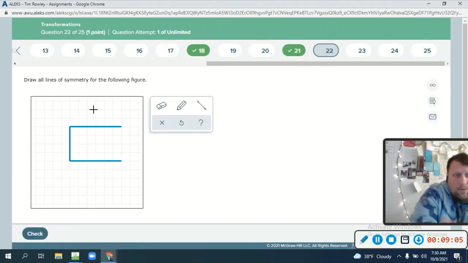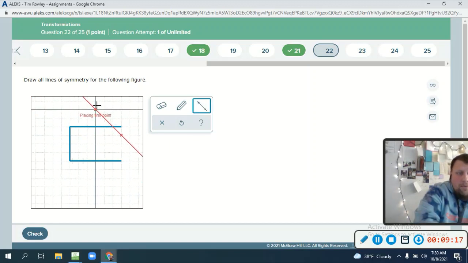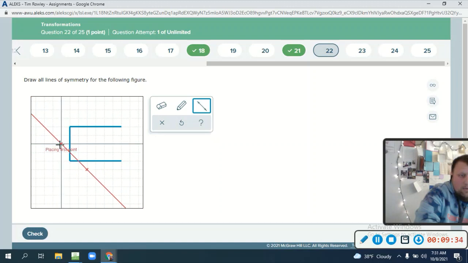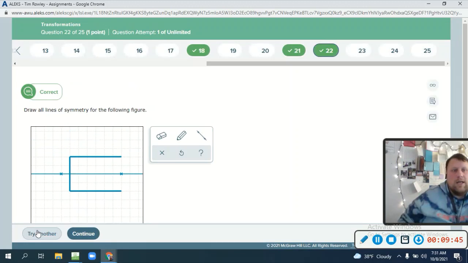Draw all lines of symmetry for the following figure. Now, all lines of symmetry means I'm going to draw a line such that I can fold a shape over on itself, and it should be the same. So if I were to draw a line, let's say right here, if I were to fold this side over here, would it line up? No, because it would have a section right here that's not there. So where is this line of symmetry? Well, turns out, oh, I gotta click on the line button. That's what it turns out. Look at that. Could I fold this shape over the line, and would it line exactly up here? Yes, it would. Check that bad boy out.